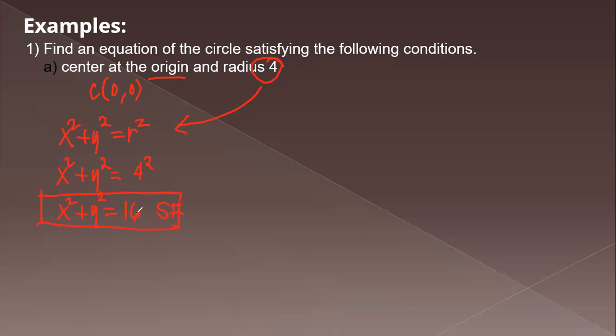Okay, to get the general form, ipapasok mo lang si 16. Kasi sabi ko kanina, you have to equate your equation to 0. So we have x squared plus y squared minus 16 equals 0. So this is our general form.